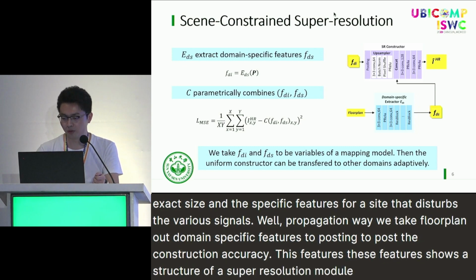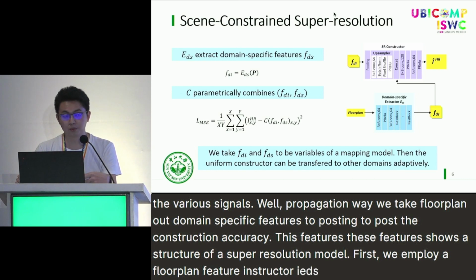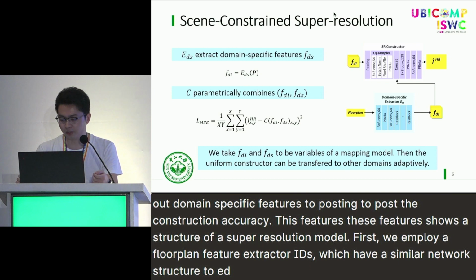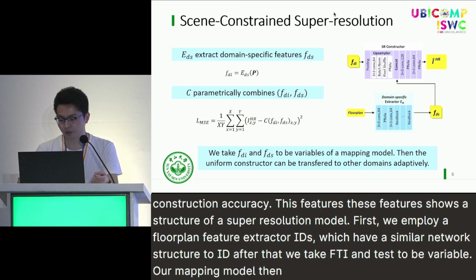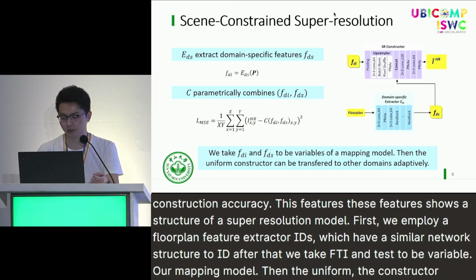First, we employ a floorplan feature extractor EDS which has a similar network structure to EDI. After that, we take FDI and FDS as variables of a mapping model. Then, the uniform constructor can be transferred to other domains adaptively.